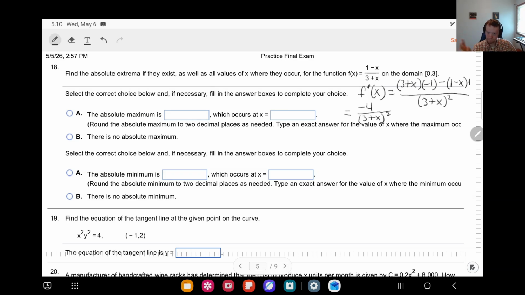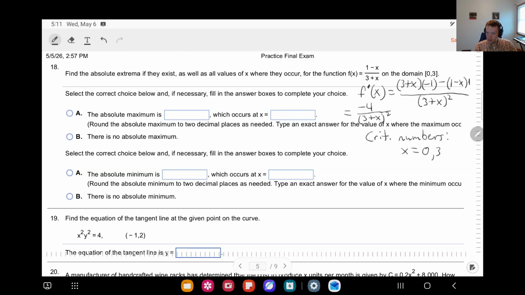Okay, so that's out. The only other thing for critical points is, are we at an endpoint? And the answer is, well, yes, we have a couple of those. We are on a closed interval from 0 to 3. So the critical numbers are just those. Those are all we have. All right, so now what? Well, these are the candidates for our absolute extrema.